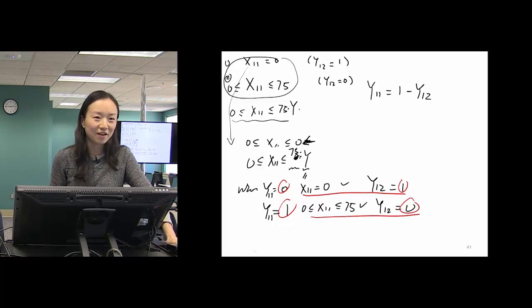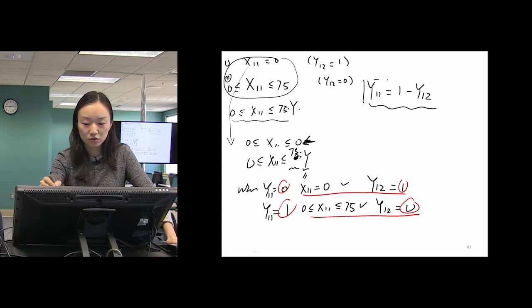Good, they are binary, right? They are binary values, so we just use 1 to subtract the other value. So when y12 is 1, then we do get 0 here. And when this is 0, we do get 1. Okay, so that's the linking constraint.